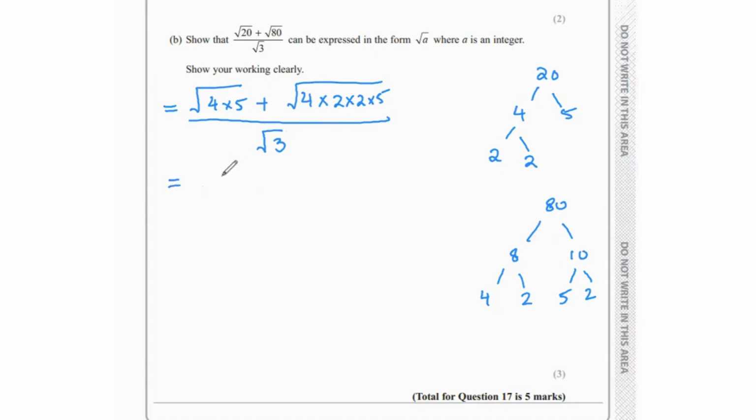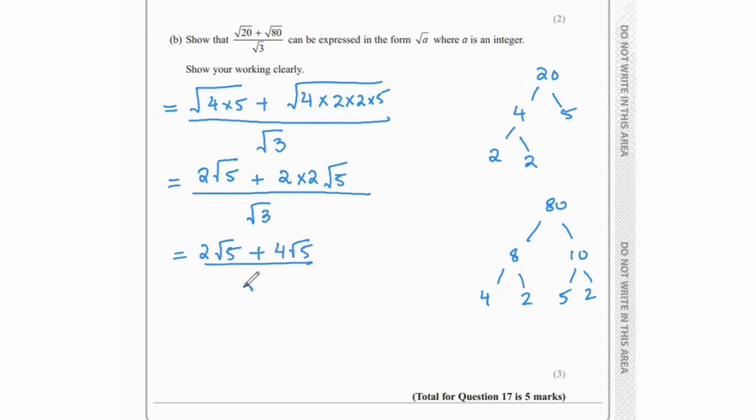So square root of 4 is 2. So the 4 comes outside as 2 and the 5 remains inside the root because we cannot take its square root. Over here, again, the 4 comes outside as 2 and 2 times 2 is 4 again. So this 2 also comes outside. So now we're left with 5 inside the root. So 2 root 5 plus 4 root 5 over root 3. Since the numbers inside the surds are the same, we can add 2 and 4. So that's 6 root 5 over root 3.